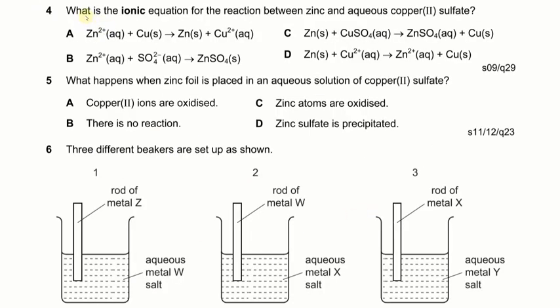The next question: what is the ionic equation for the reaction between zinc and aqueous copper 2 sulfate? The ionic equation represents the ions and the atoms, the elements, which are directly involved in the reaction. We have zinc, which has to be in the solid state, so options A and B are both wrong. In C, we have zinc in solid state, but we have copper sulfate, which is not an ion, it's a compound. So copper ions have to be there, and zinc replaces copper to form zinc ions and copper. D is the correct answer.